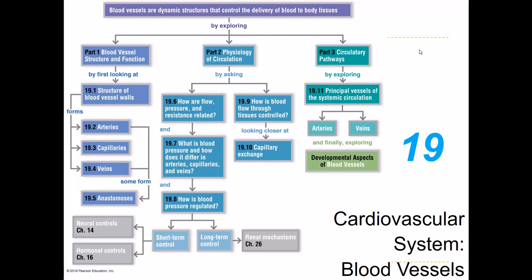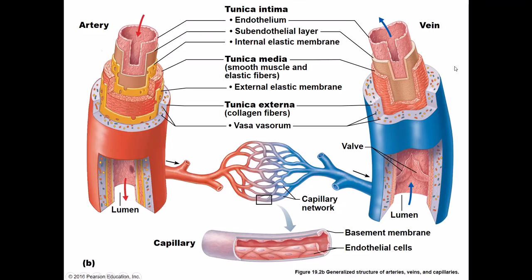Welcome students to chapter 19, which is going to focus on the second part of the cardiovascular system, the blood vessels. This lecture in particular is going to focus on part 1, which is looking at vascular anatomy. And we're going to start by just looking at what the walls of the blood vessels look like, both in the arterial system and in the venous system. And then our little capillaries here.